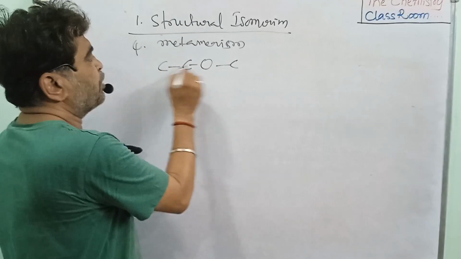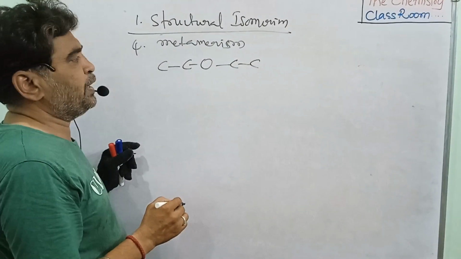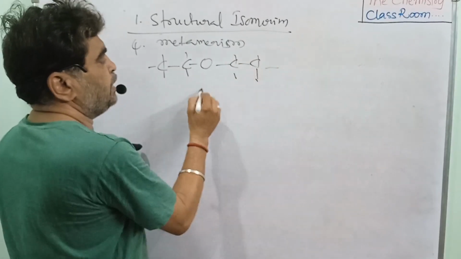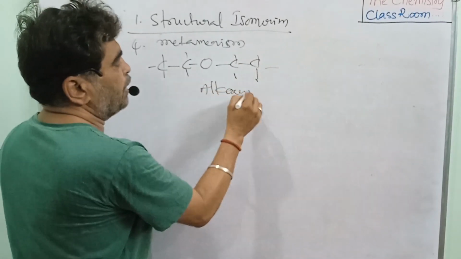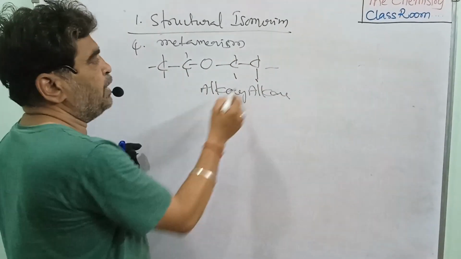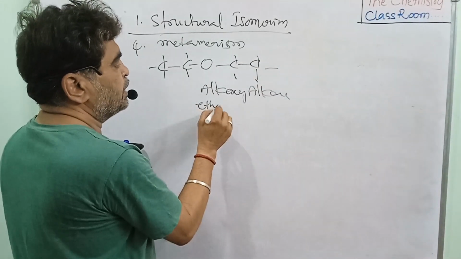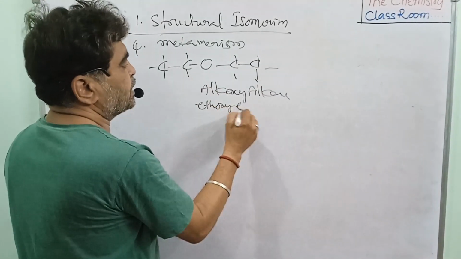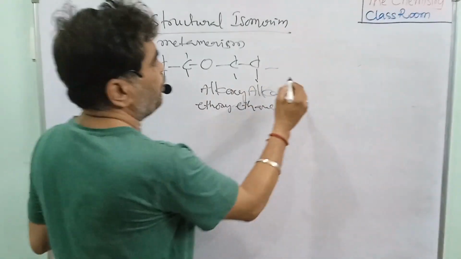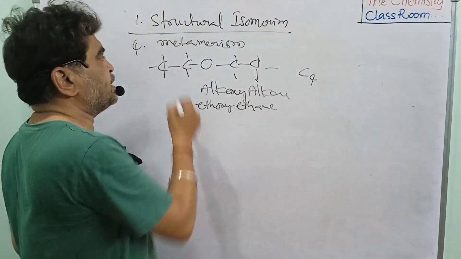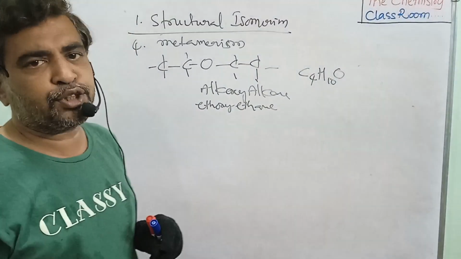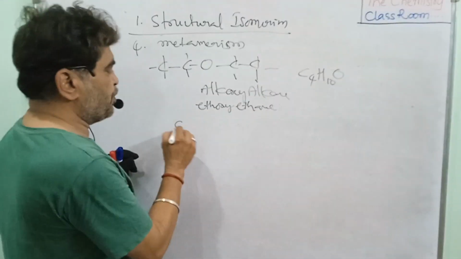Now we see, I am writing one compound. This is an ether compound. In this compound, you observe, one part is alkoxy and the other is alkane. What is the alkoxy? It is ethoxy. And the other is the ethane part. The compound is ethoxyethane. In that compound, how many carbons do you have? 4 carbons. How many hydrogens? 10 hydrogens and 1 oxygen. C4H10O. I write one more compound here.